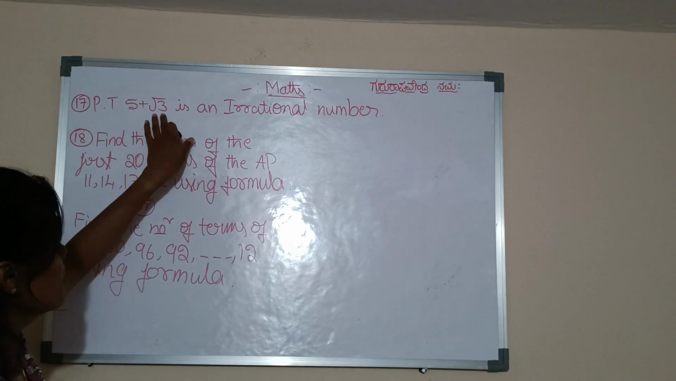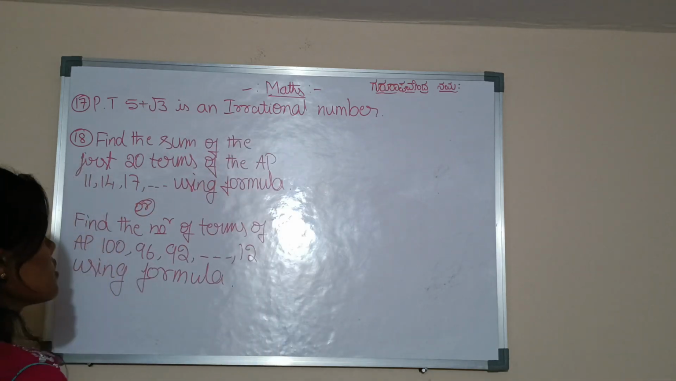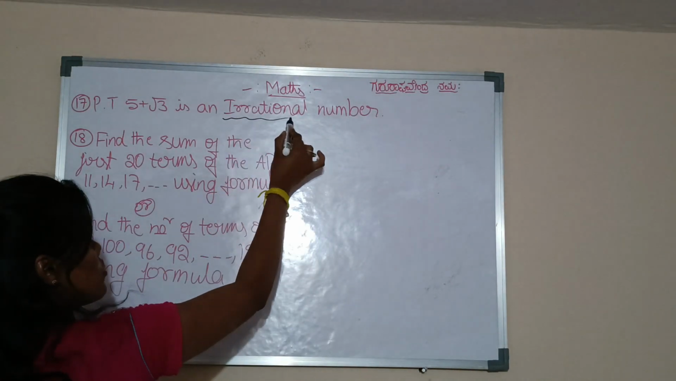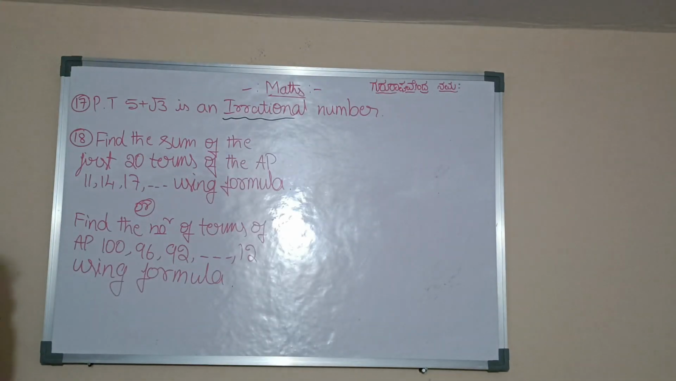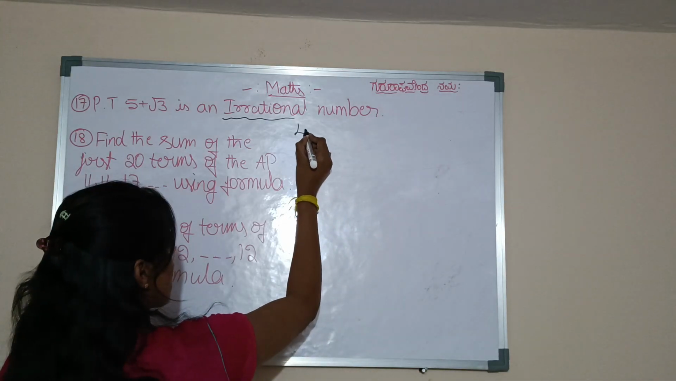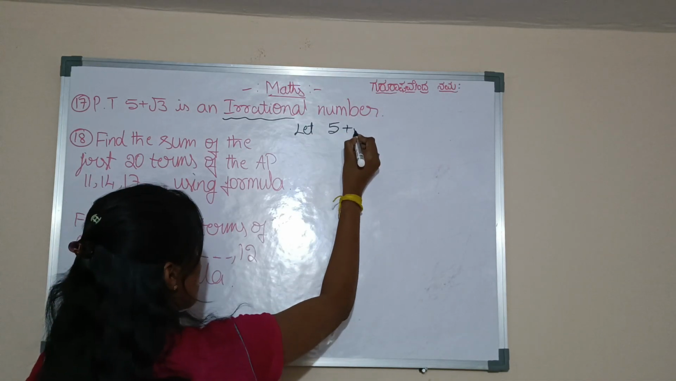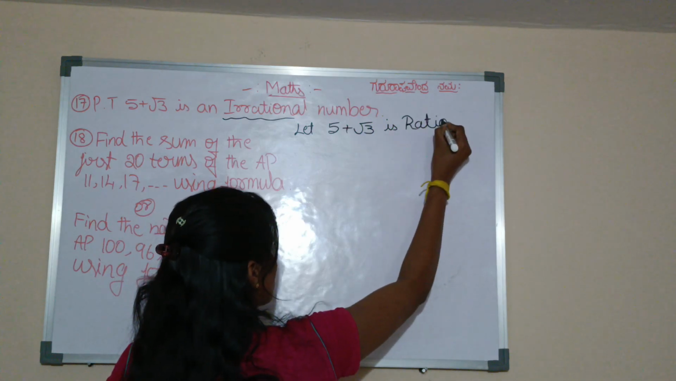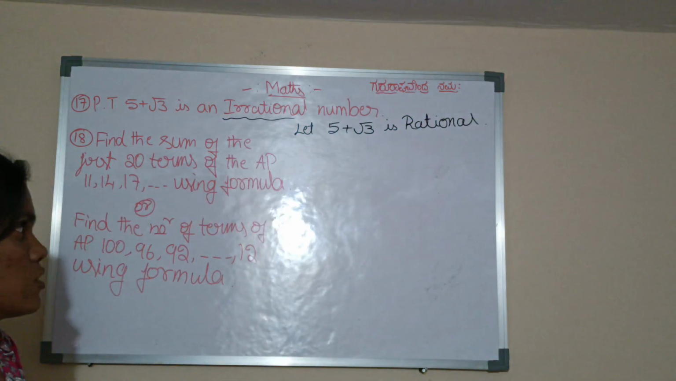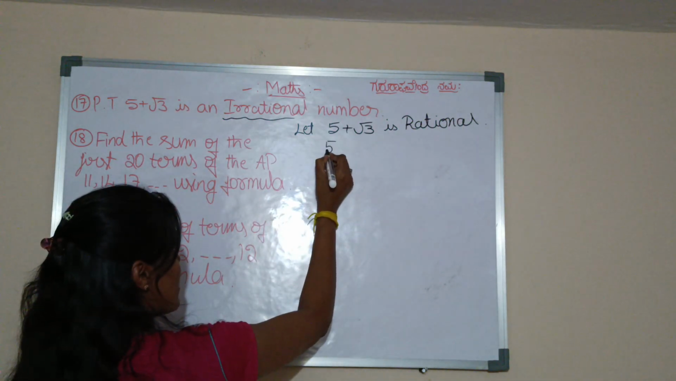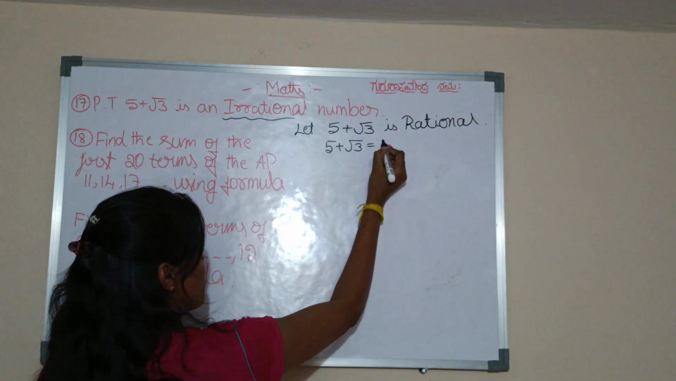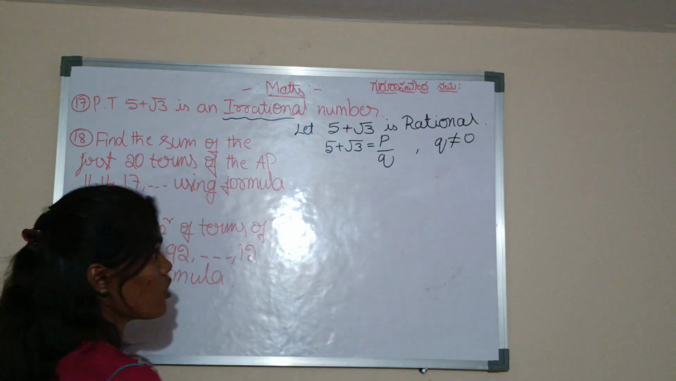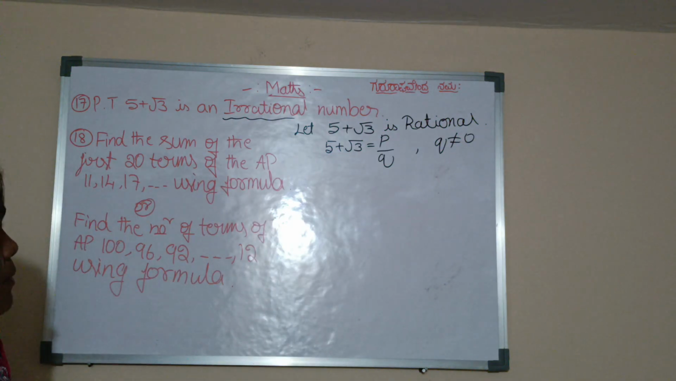Question: prove that 5 plus root 3 is an irrational number. Two important questions. Since they are asking about irrational, you have to assume a contradiction. Let 5 plus root 3 be rational. Rational means in the form of P by Q, where Q is not equal to 0. You have to mention this. Otherwise you can take A by B also.